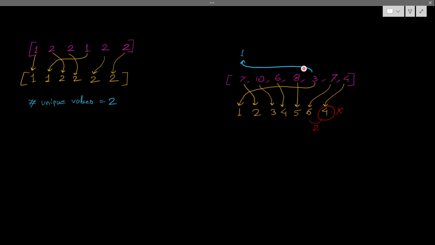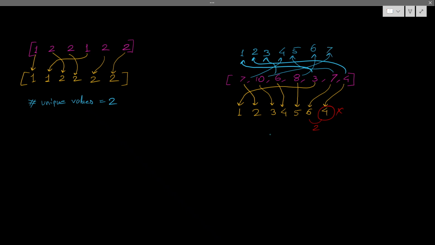3 I can convert into 1. Then I can take 4. 4 I can convert into 2. Then what is the smaller number? 3 and 4 are done. Then 6. 6 I can convert into 3. Now 7 I can convert into 4. Then another 7 is there. This 7 I can convert into 5. Then 8 is there. This number I can convert into 6. Now 10 is remaining. 10 I can convert into 7.